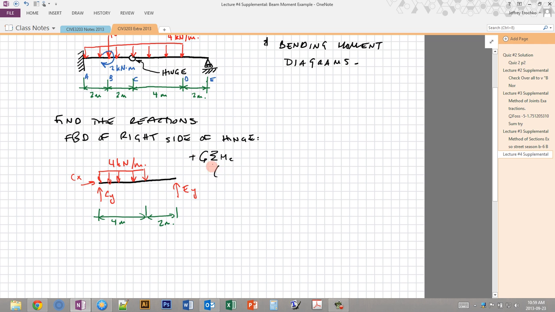So here we have, if we assume that counterclockwise is positive about C, then the distributed load provides a clockwise rotation, which is negative 4 kilonewtons per meter, times the length of that distributed load, which is 4, times the center where it acts at 2 meters. And then we have plus, because Ey acts counterclockwise, Ey times 6 meters, which is the distance from C, equals 0. And then if we solve this equation, we easily get Ey is 5.33 kilonewtons. And since this is positive, it's in the same direction as we've drawn it, which means that it is up.